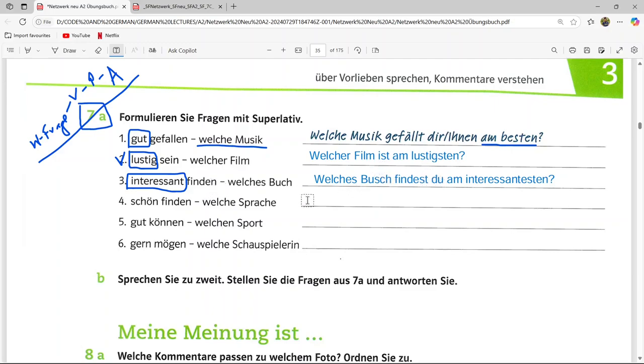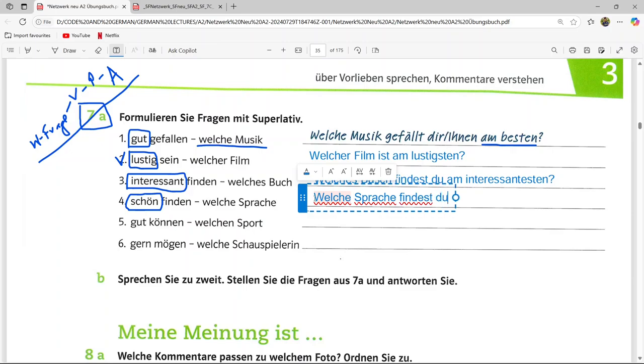Okay, so next one, the adjective is shown, so it will be am schönsten. So let us write, welche Sprache. Verb is finden, so findest du or finden Sie, whichever you like, am schönsten.